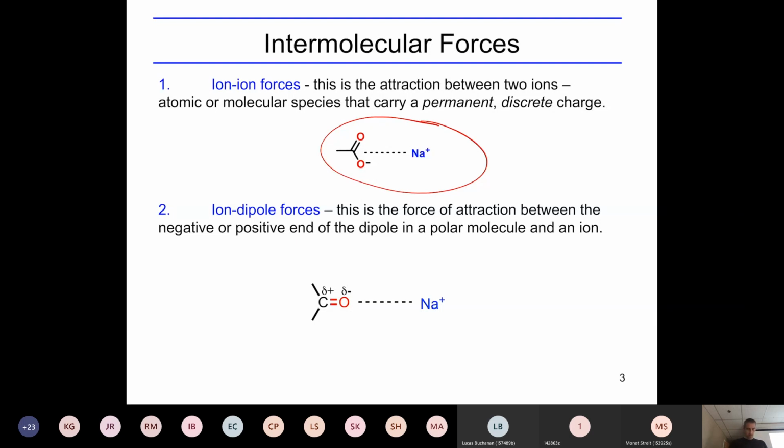If we have a polar molecule, like you can see right there, that molecule is acetone, and that's polar because oxygen is more electronegative than carbon. So you have this imbalance in charge between those two atoms, slightly negative on the oxygen, slightly positive on the carbon. Sometimes we also use these dipole arrows. The negative end of that polar molecule will be attracted to oppositely charged ions. So the negative oxygen would be attracted to a sodium, and the positive end on the other side could be attracted to something like chloride, something with a negative charge. So ion-dipole is another type.